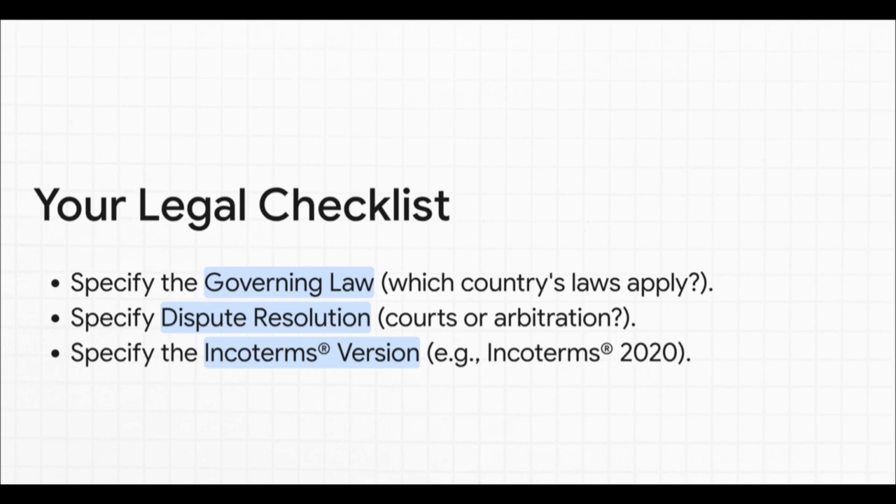So, to bring it all home, here's your final legal checklist. Your contract needs to spell these out, no ambiguity. Number 1, governing law. Which country's laws will you use? Number 2, dispute resolution. Are you going to court or using a neutral third party, like ICC arbitration? And number 3, Incoterms version. Always specify the year, like Incoterms 2020, so there's no confusion later.